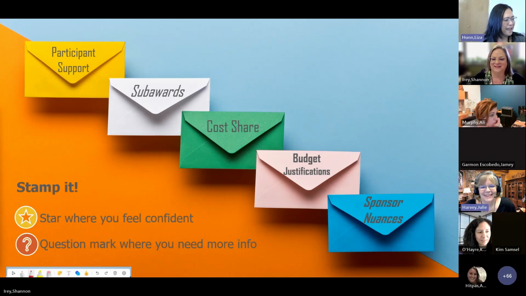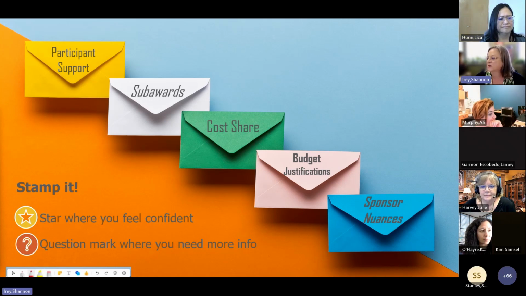This is good. Not sure where we're at on that one. It's got a little mixed bag there. More questions with subawards, definitely cost share. Yeah. And sponsor nuances. We're hearing ya. So it looks like it's pretty evenly distributed with question marks. For sure. And looking like a lot of people are feeling pretty confident about those budget justifications. I know, it's very positive. So that is positive. This is great. Yep. Thank you very much, everybody.